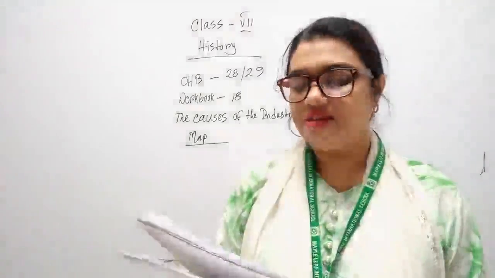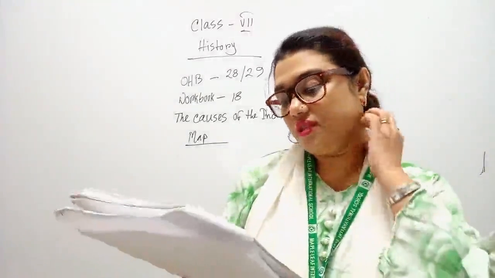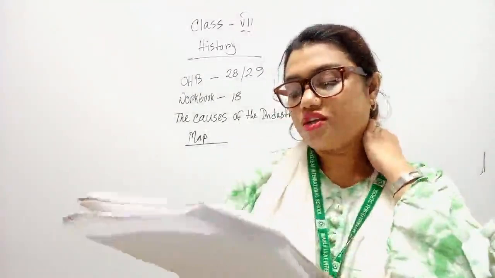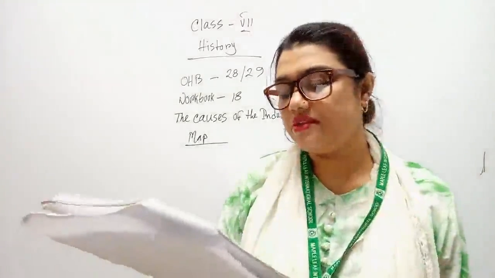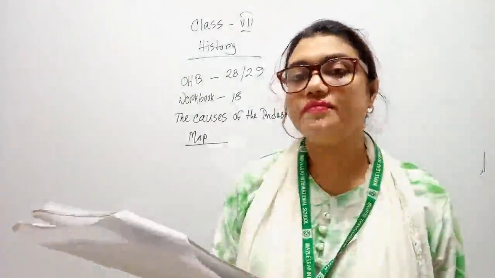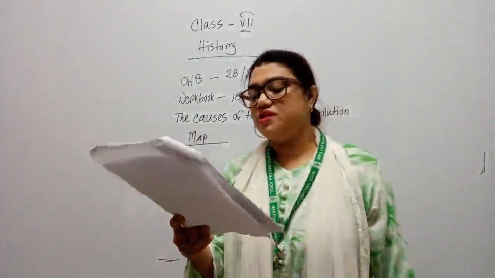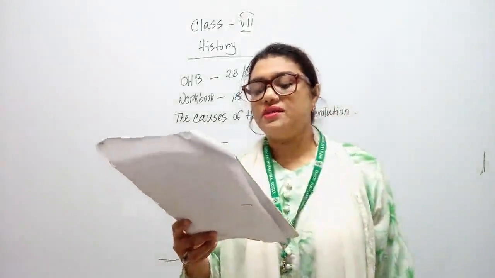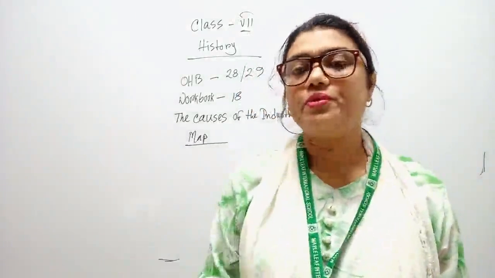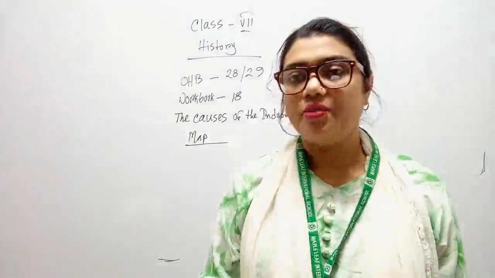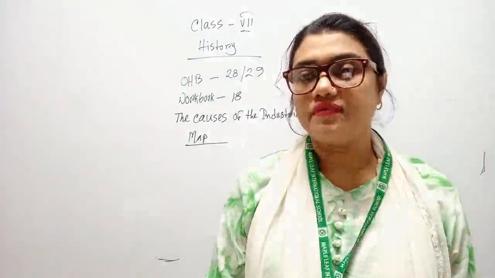Number B, changes in farming. As a result of the changes in the farming system, there was sufficient food. This also meant that more people could now work in factories. The employment system was very good at that time. More people had work in factories.